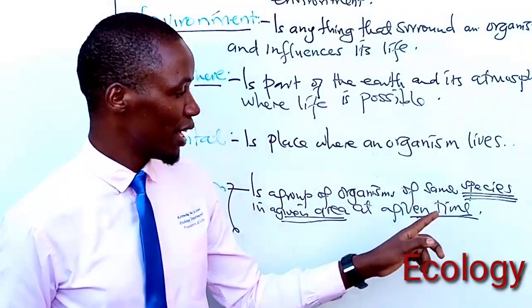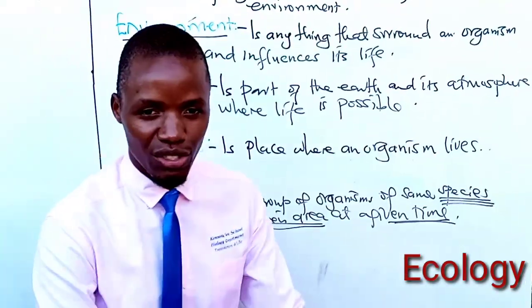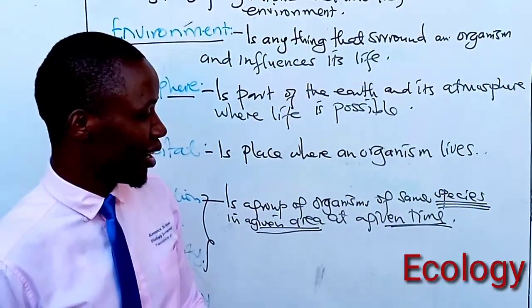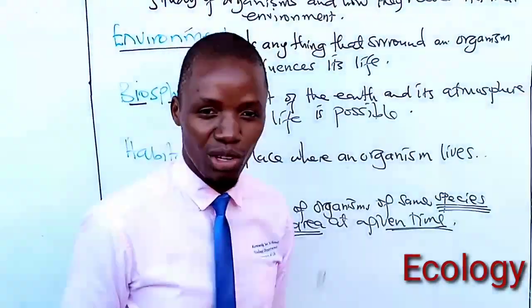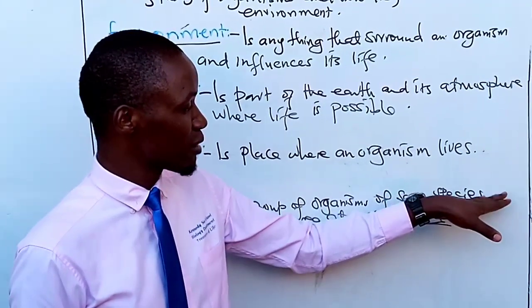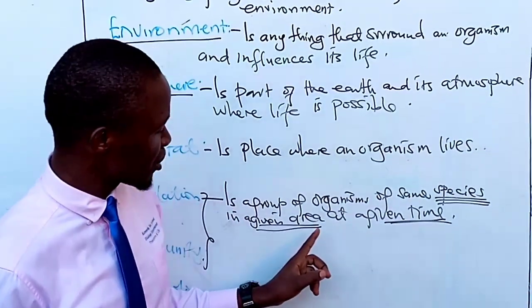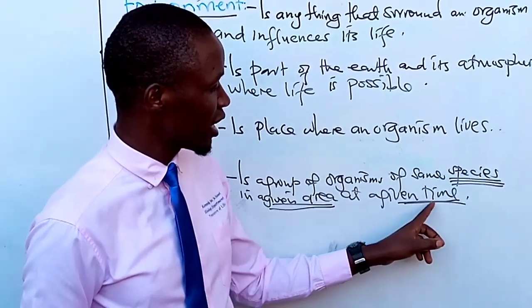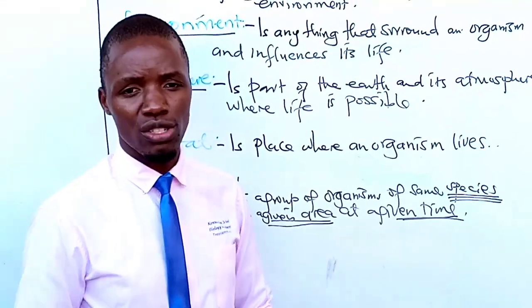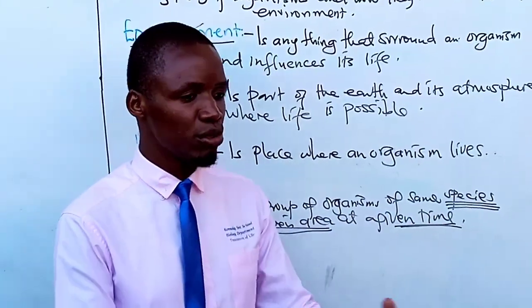For example, a group of human beings, a group of cows, a group of mature trees. So that group or that number of organisms of that particular species in a given area at a given time. Why I'm specific about a given time is because as time goes on, the number of these organisms in that given area keeps on changing.